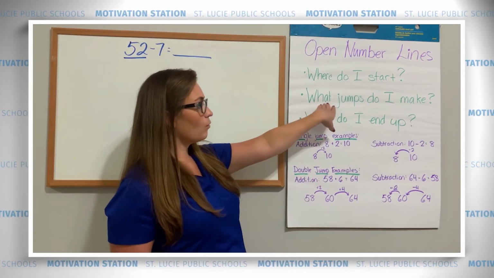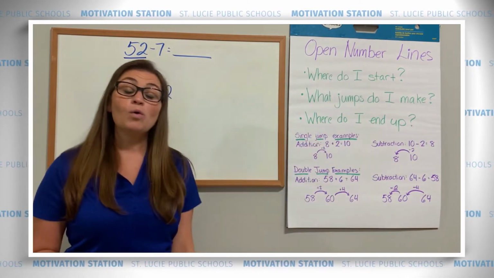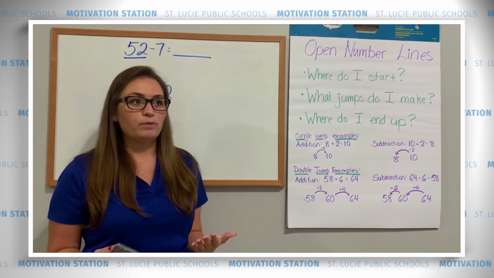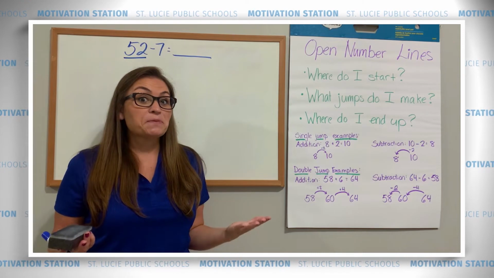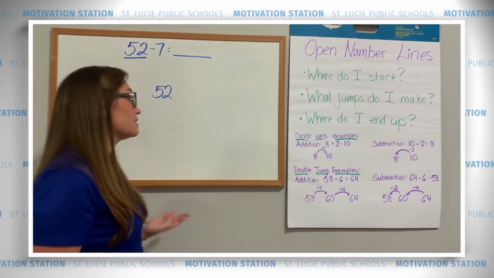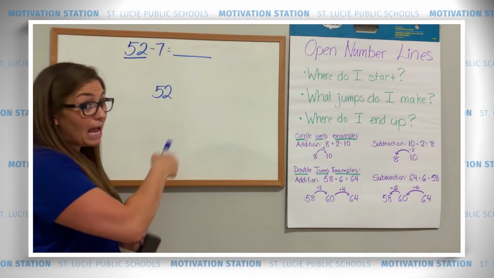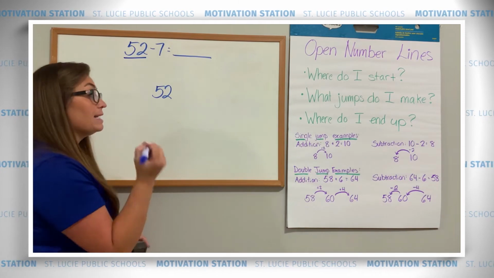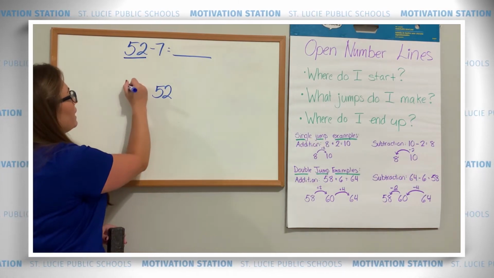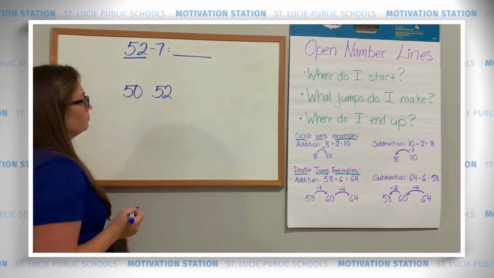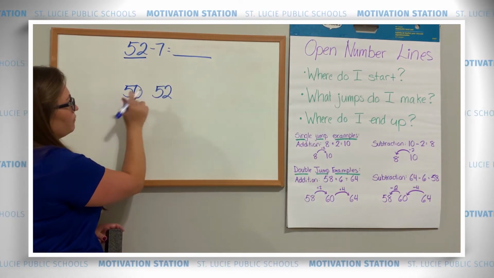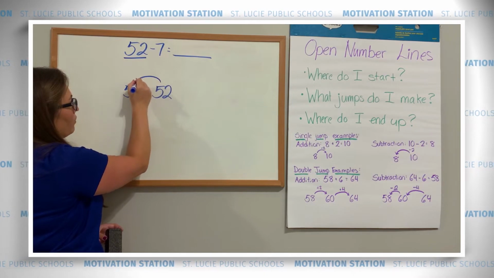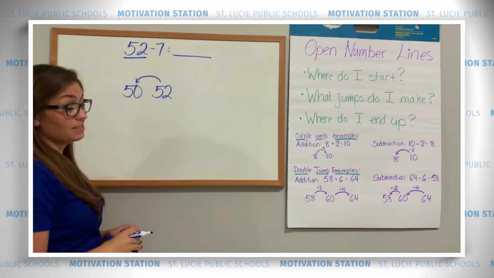Next, I want to ask myself, what jumps do I make? Well, a good first jump would be to get to a nice easy number, preferably a multiple of 10. So my next multiple of 10, I need to go down because I'm subtracting. My next multiple of 10 would be 50. What would my jump be to get from 52 to 50? I'm going to draw my arrow this way to the left because I'm going backwards.